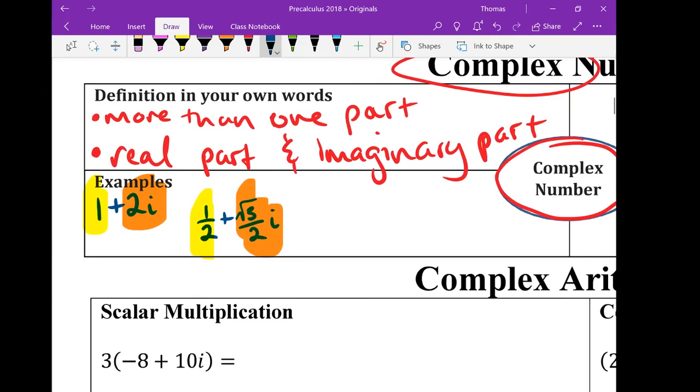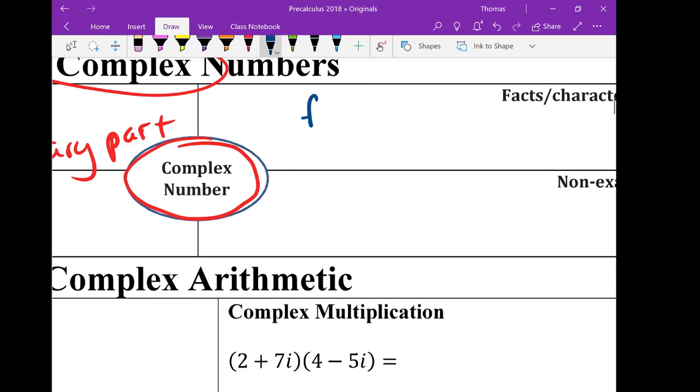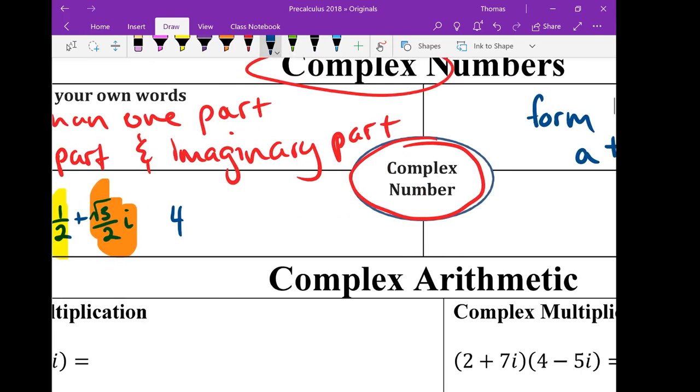A couple other examples. Let's say the number 4. So actually, mathematicians define complex numbers to be any number of the form, I'm going to write over here in our facts, of the form a plus bi. So a is the real part, b is how much of imaginary part we have. So the question is, is 4 a complex number? Let's see if we can write it in the form a plus bi. So if I write 4 that way, maybe it's something plus something times i.